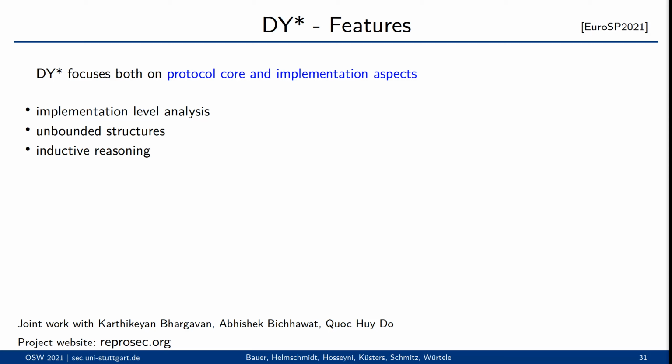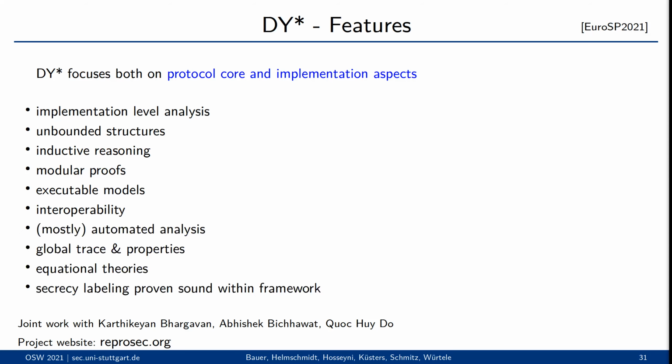We can also reason about unbounded structures, like unbounded data structures, and also loops in the protocol. Also, the proofs are modular, and the proofs are executable, so we can test the models. And they are even interoperable. So we will see an example on that soon on the next slide. And we have many more features that I won't discuss in this talk.